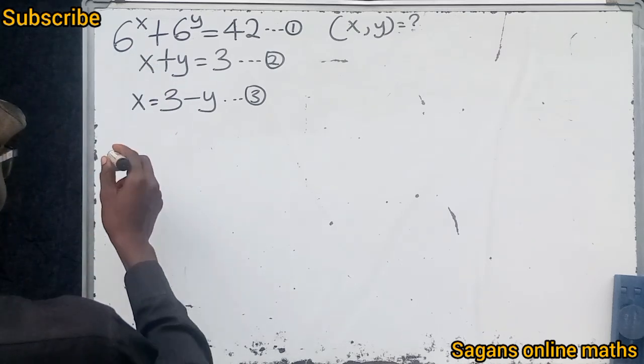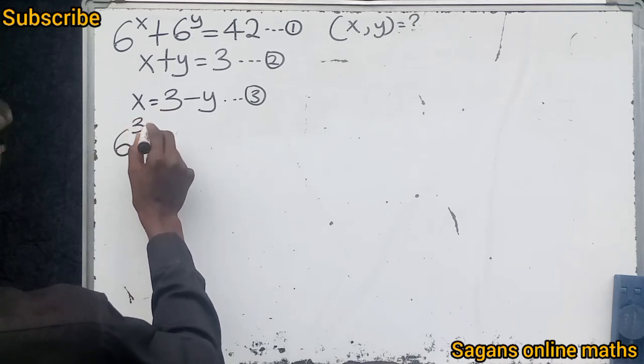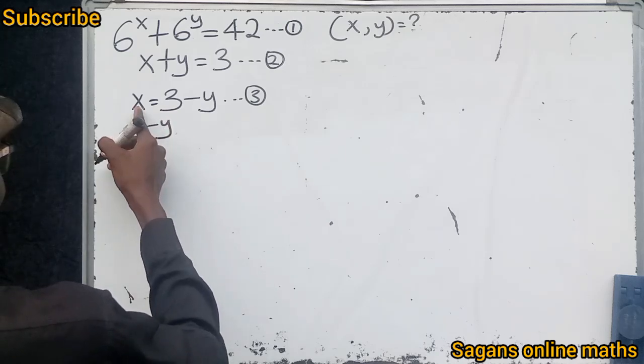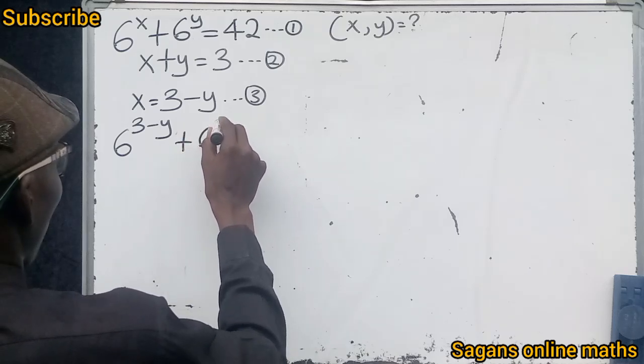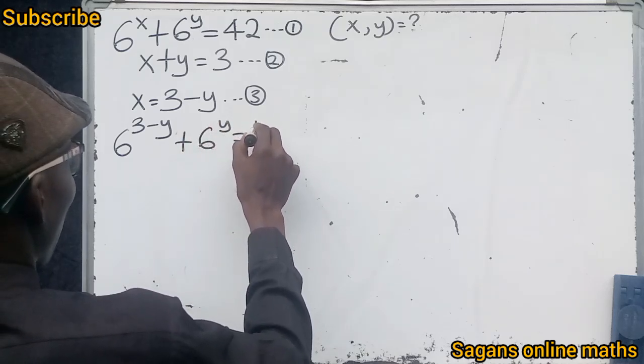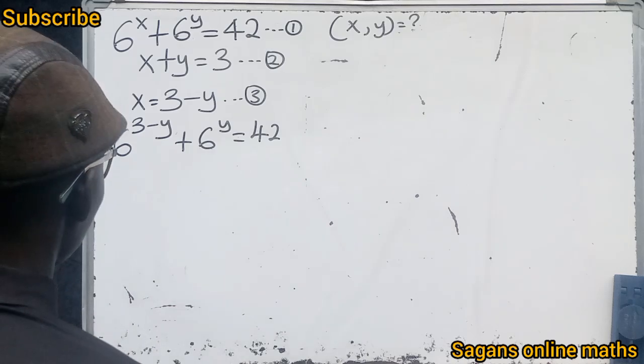Now this is 6 raised to the power of, this now becomes 3 minus y, because x is 3 minus y, you can see. Then plus 6 raised to the power of y equals 42. Wow, this is interesting and simple as ABCD.